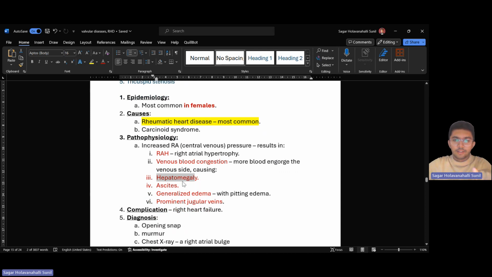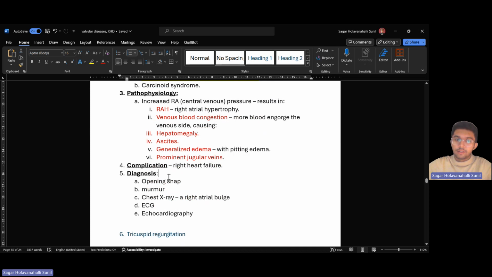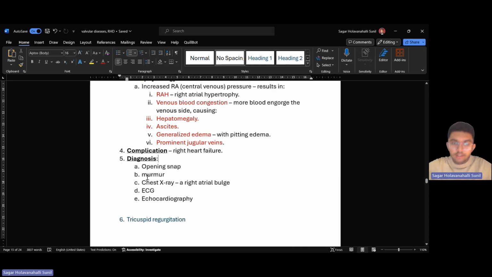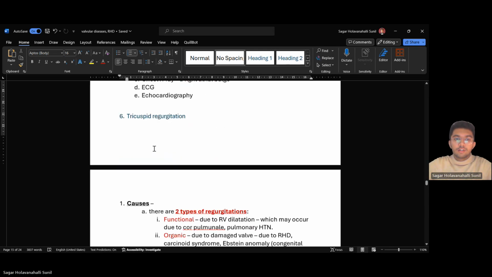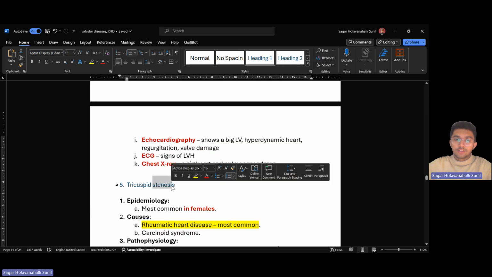Forgive me if I've said left atrium at any point here, but the right atrium pressure can propagate to the jugular veins, and over here there can be some sort of distension as well. Complication over here would be right heart failure mainly. And the diagnosis is again ECG, echocardiography, chest X-ray, murmur, and any sort of other sounds. So that is tricuspid stenosis.